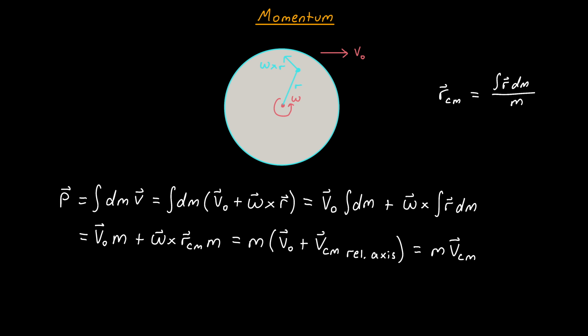So the upshot is, if you have an object undergoing some complicated rotational and translational motion, if you want to calculate its momentum for momentum conservation purposes or otherwise, all you actually have to do is keep track of how the center of mass point is moving over time. And that's the velocity that you can use to calculate the momentum of your object.